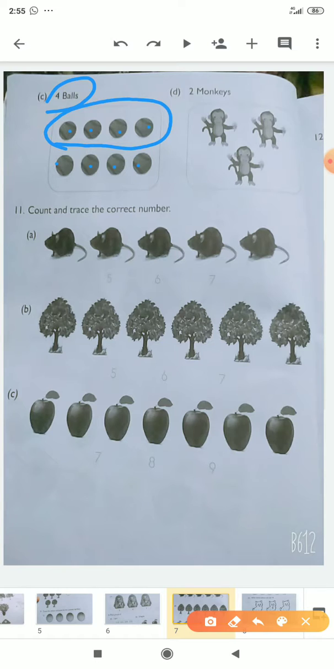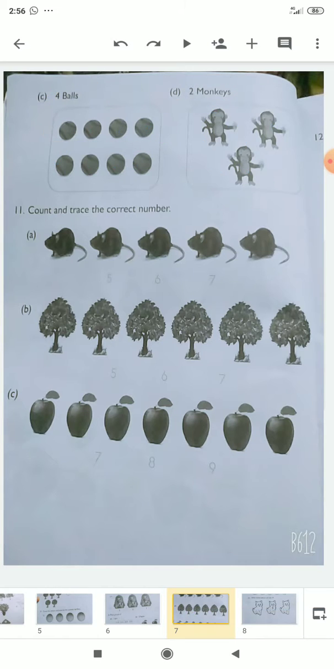In the next question, we have to start with monkeys. 1, 2 and 3. 3 monkeys are there, but we have to make a group of 2 monkeys. So 1, 2. In this way, you will make a group. Okay, I think you have done with this question. You understand the meaning of this question.